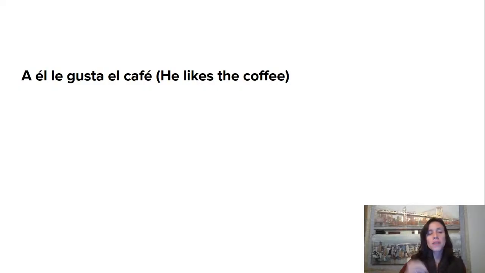But in Spanish, we're also very specific when it comes to who's doing the action, and in this case, who's receiving the action. Remember, in Spanish, we follow the logic that the coffee does the action of creating this sense of attraction, interest. In English, we say he likes the coffee. But the logic in Spanish is backwards. It's like the coffee is pleasing to him, something like that. This is what we are actually saying. A él, to him. A él le gusta el café.